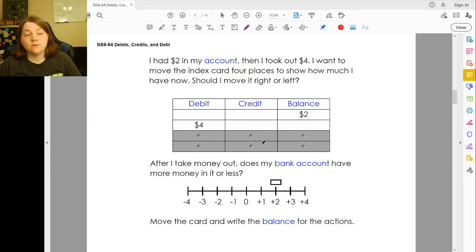So let's say we have $2 in our bank account. Then we took out $4. How much money would I have in the bank account now? Well, I started with 2. And then I'm going to take out $1, 2, 3, $4, which means now my bank account balance is -2. That's not so good. -2 means that I owe some money. I probably shouldn't be spending anything else.